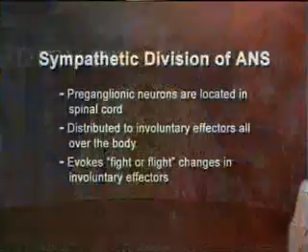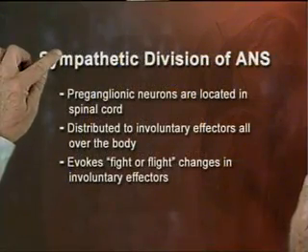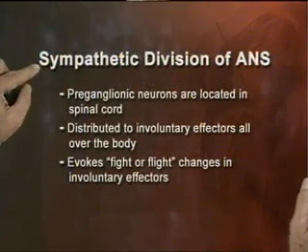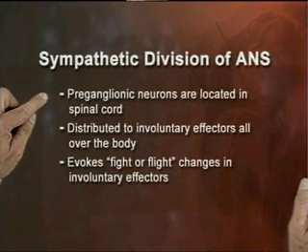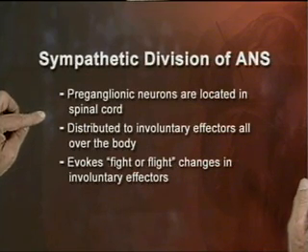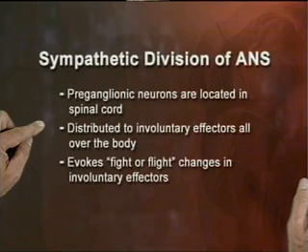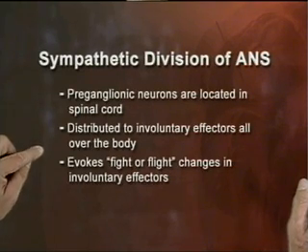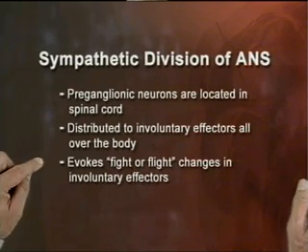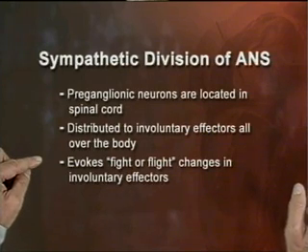All right, let's take a look at some graphics that summarize some of the things we just said in regard to the sympathetic and parasympathetic. In the sympathetic division of the ANS, the preganglionic neurons are located in the spinal cord. Preganglionics have their cell bodies in the spinal cord. And we said they're distributed to involuntary effectors all over the body. We get this fight or flight type of change in those involuntary effectors.